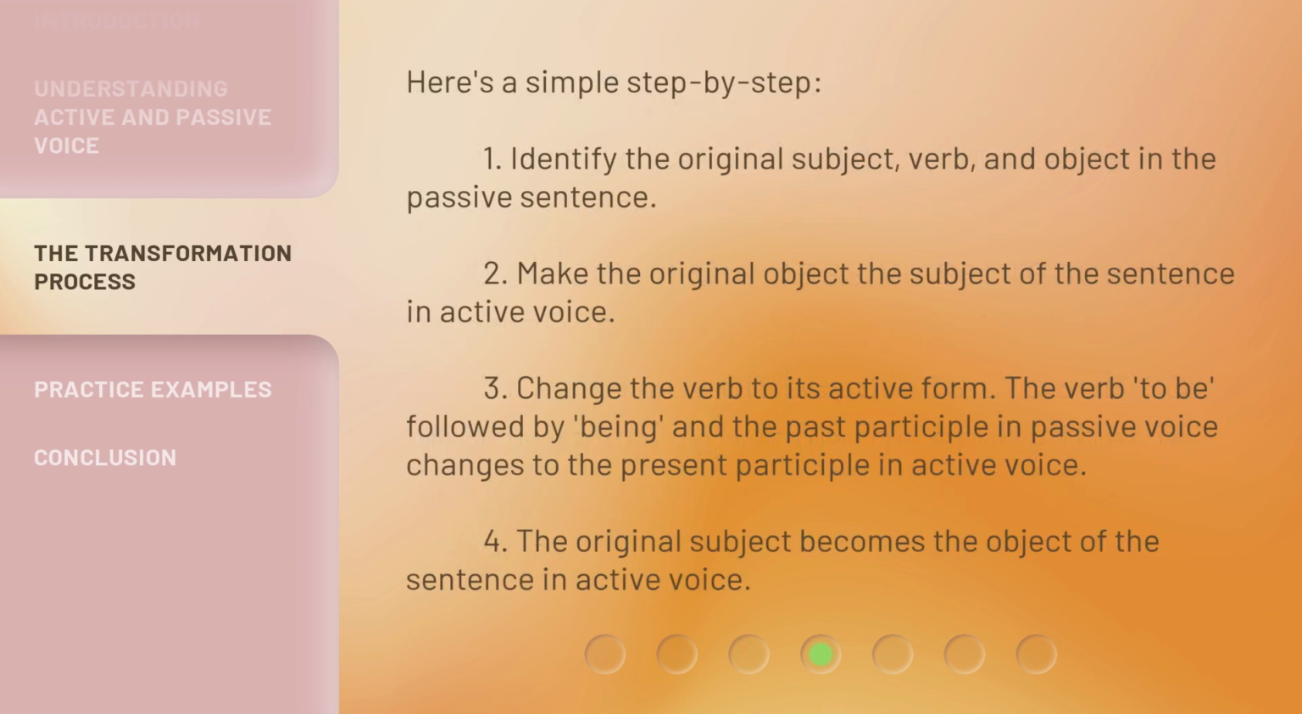Here's a simple step-by-step. 1. Identify the original subject, verb, and object in the passive sentence. 2. Make the original object the subject of the sentence in active voice. 3. Change the verb to its active form. The verb, to be, followed by being, and the past participle in passive voice changes to the present participle in active voice. 4. The original subject becomes the object of the sentence in active voice.